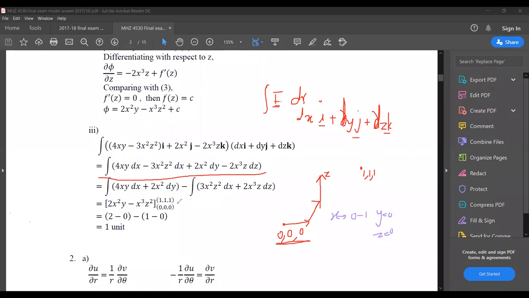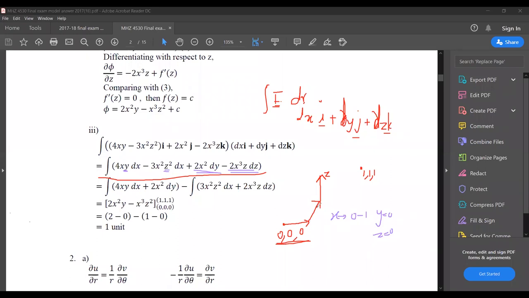So if you substitute this, you will get a term. Here we have to keep the dx portion because x changes. The dy is 0 and the dz is 0 because y and z are not changing, so we can simply neglect these. And when it comes to these two, that is 4xy and minus 3x squared into z squared, we know y is 0 and z is 0, so the entire integration is 0. We can't integrate 0, so for the x direction there is no need to do any work.